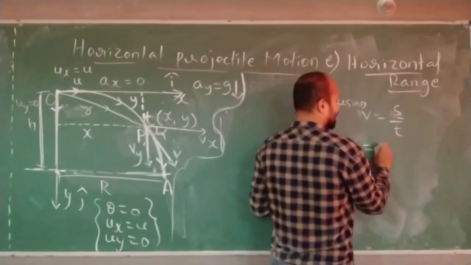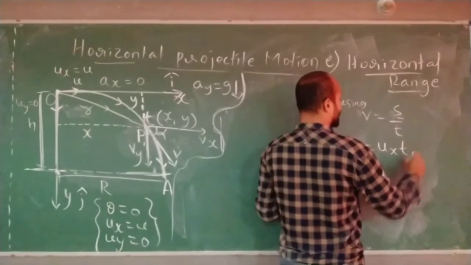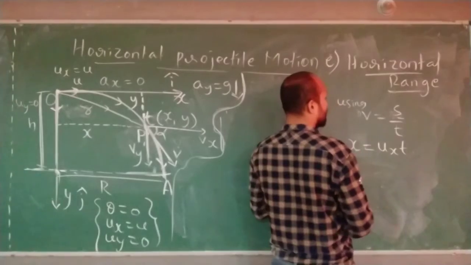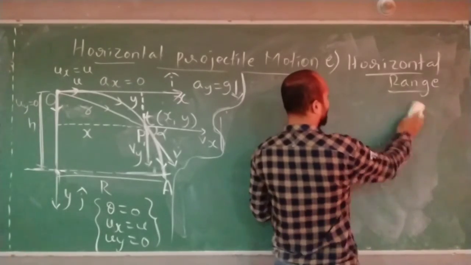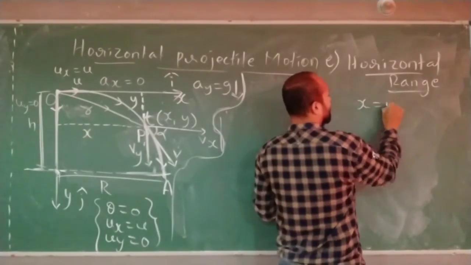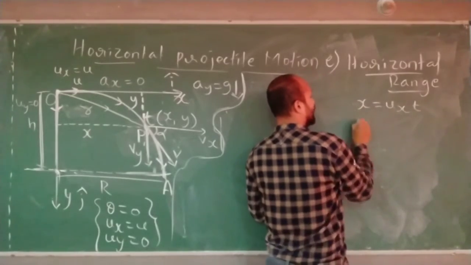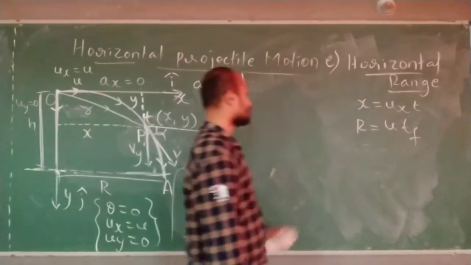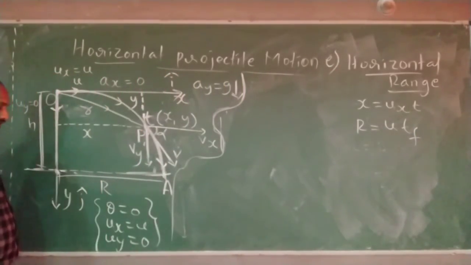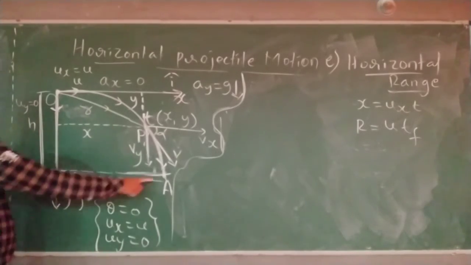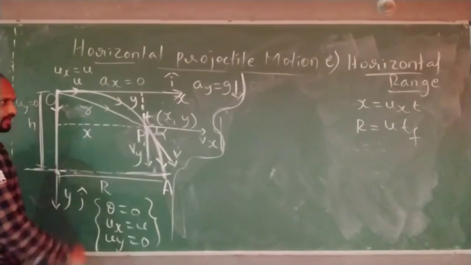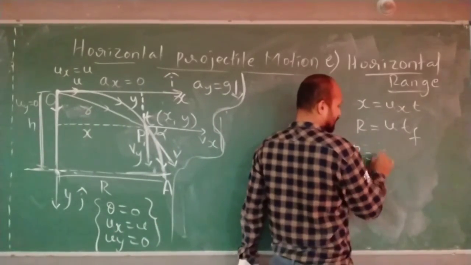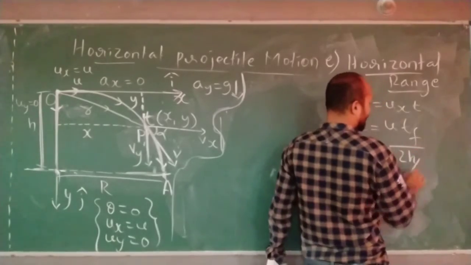Along the x-axis, x will be equal to ux into t, that is, x is equal to ux into t. So this equation becomes R is equal to u into tf. What is tf? The total time of flight. Ux is equal to u, so R is equal to u into root of 2h by g.